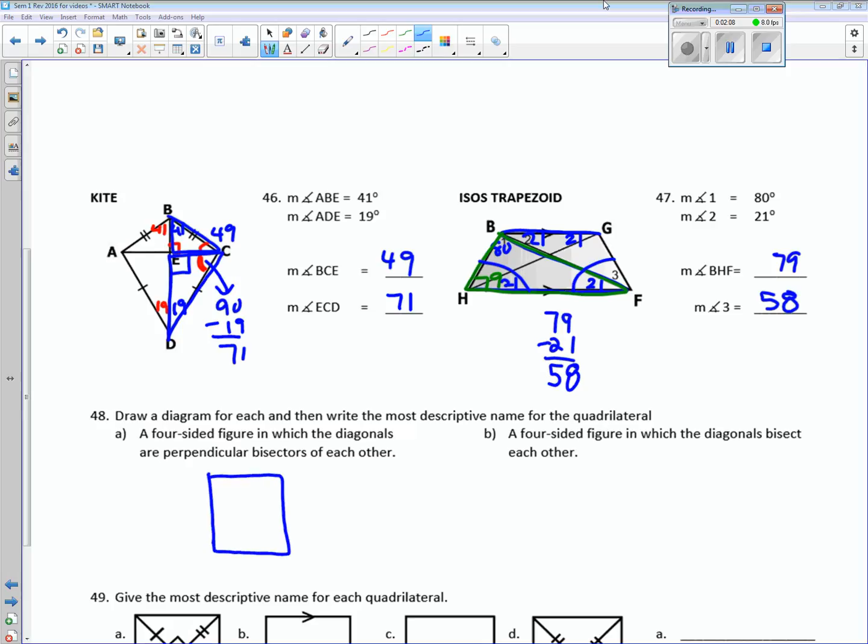As far as 49 goes, a four-sided figure in which the diagonals are perpendicular bisectors of each other. Well, there's a four-sided figure whose diagonals are perpendicular and bisect each other. As far as letter B, a four-sided figure in which the diagonals bisect each other, that's just going to be like this and not necessarily perpendicular.